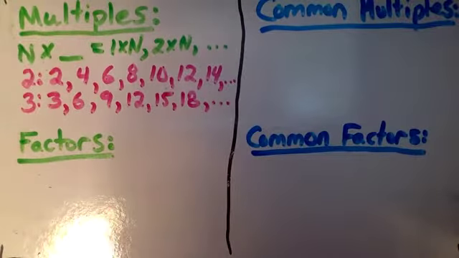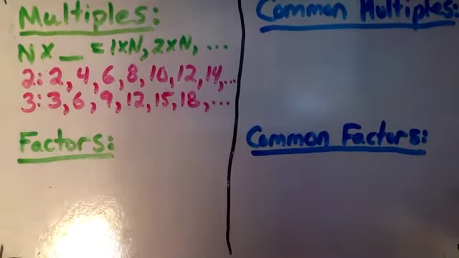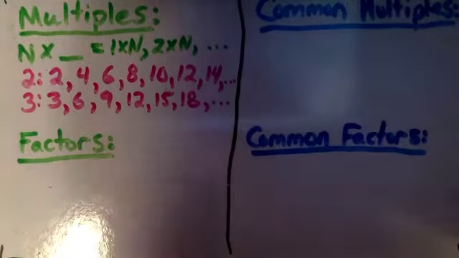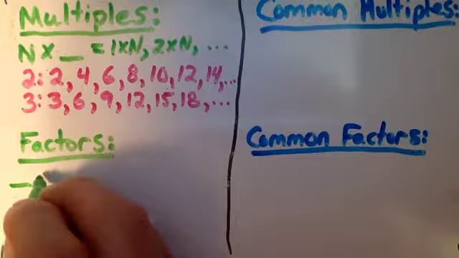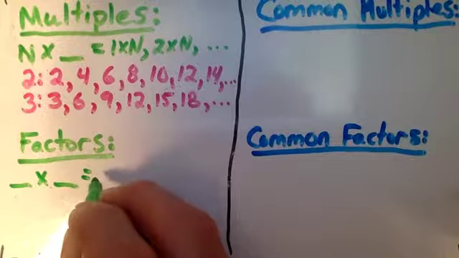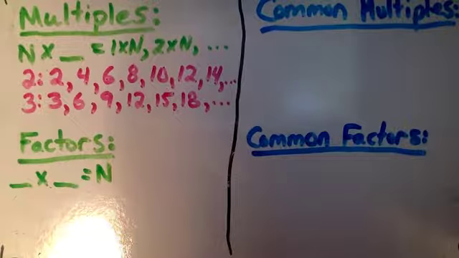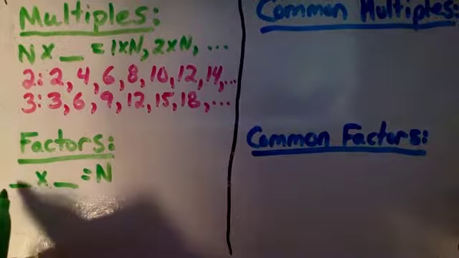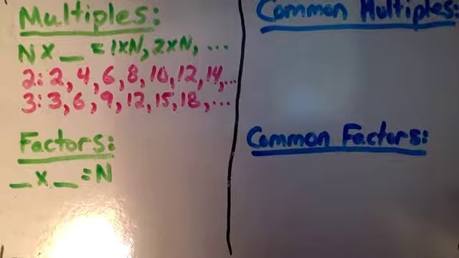Factors are similar, but they're a little bit different. The factors of a number are the numbers that make up that number. So when you have a value times a value, that's going to give us the number that we're looking for. So again, the factors of n are any two numbers that multiply together to give us this number n.